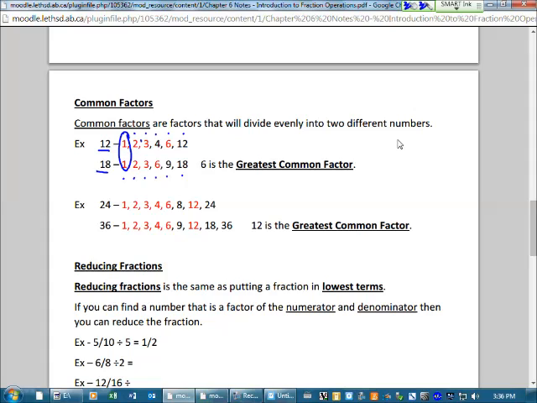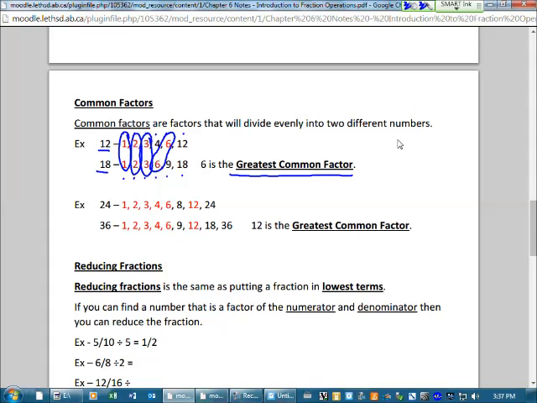So 1 and 1, that's a common factor. So we've got 2 and 2, 3 and 3, and 6 and 6. Those are common factors because they're factors for both 18 and for 12. Now we're also trying to identify what's called the greatest common factor. And the greatest common factor is just the biggest factor between two numbers.